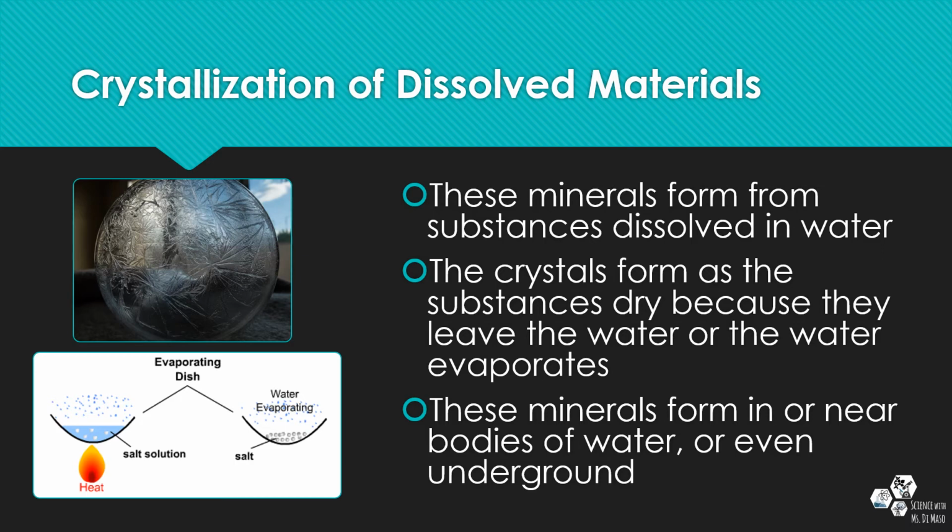Now, the second way that we can form a mineral, sorry, I was reading material on the slide here. So we can do crystallization of dissolved materials. So remember from our last lecture that ions can be dissolved in water. And ions are just atoms that have gained or lost electrons. Now, as the water evaporates, or if these ions and materials inside the water get separated from the water, they can dry out and start to crystallize. So often you'll find these types of minerals near or in bodies of water, or even underground where water flows.